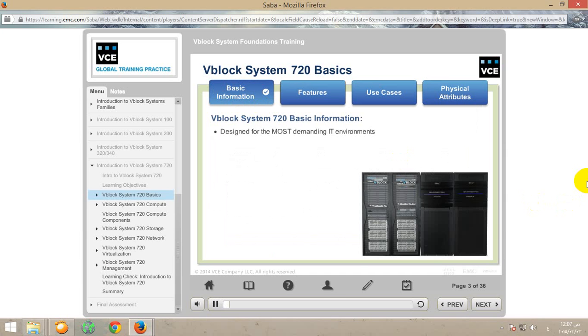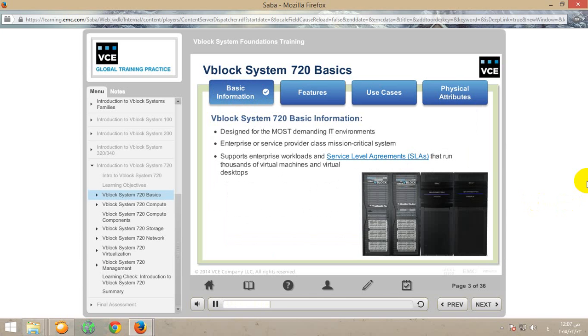The V-Block System 720 is engineered for the most demanding IT environments. It is an enterprise or service level provider class mission-critical system that supports enterprise workloads and service level agreements that run thousands of virtual machines and virtual desktops.